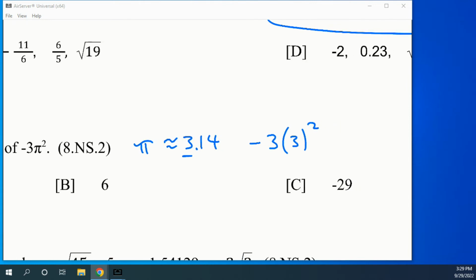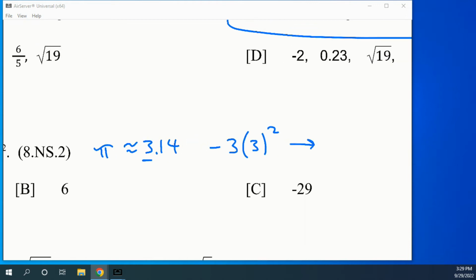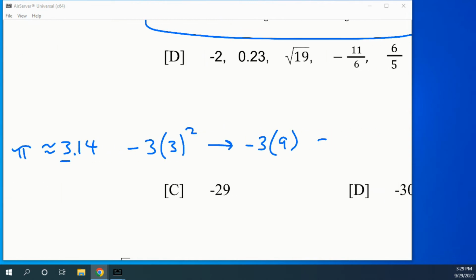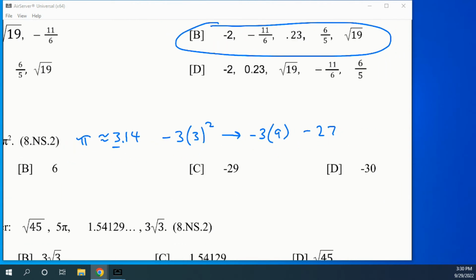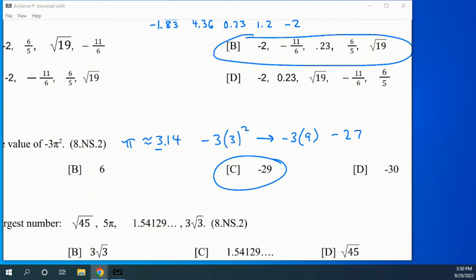Then we do exponents in terms of order of operations. We do exponents first. So 3 squared would be 9. So then this becomes negative 3 times 9, which would get me a negative 27. If that is the case, C is going to be what we need to have. But let me go back and I'm going to put this in my calculator.